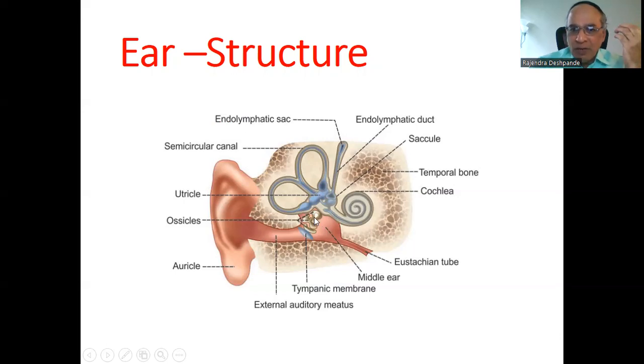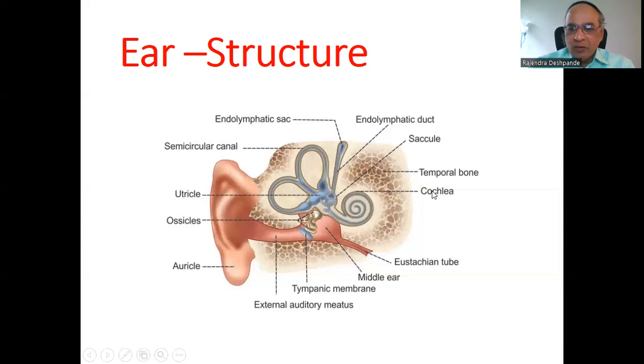So tympanic membrane is one part, ossicles the second part, and the Eustachian tube can also be considered a part of the middle ear. Then these are all the inner structures of the inner ear. The main structure related to hearing is the cochlea, which contains the organ of Corti. This is the temporal bone, and then the semicircular canal, which is related to the balance of the body. When you stand or walk, the fluid in the semicircular canal maintains the balance of your body.